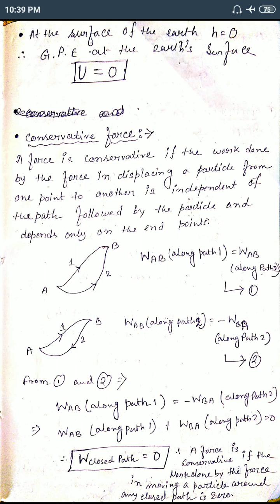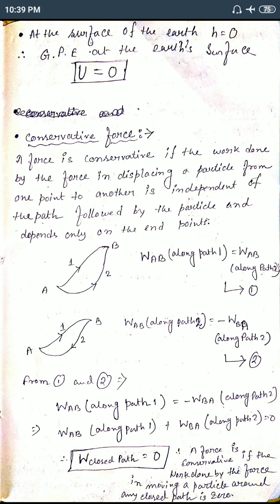But in the second figure, you see that path 1 is from A to B, but path 2 is from B to A. So path 1 will be the same as the first one. Now for path 2, the arrow direction is different, since it moves from B to A.